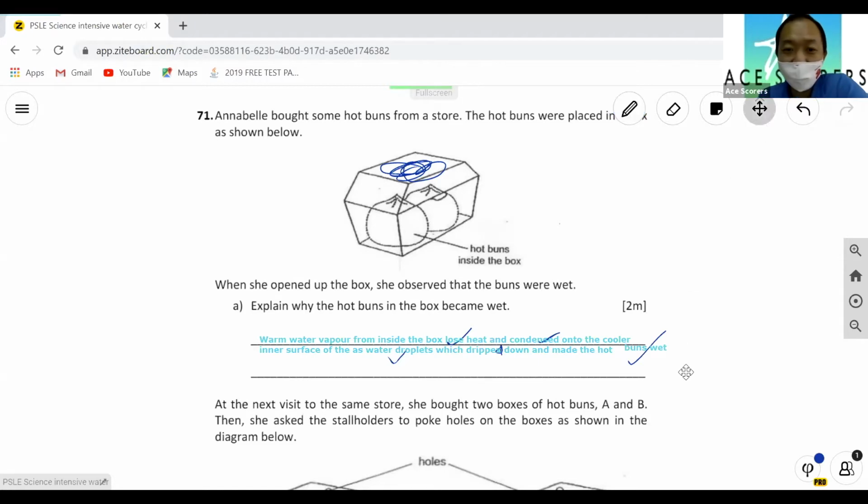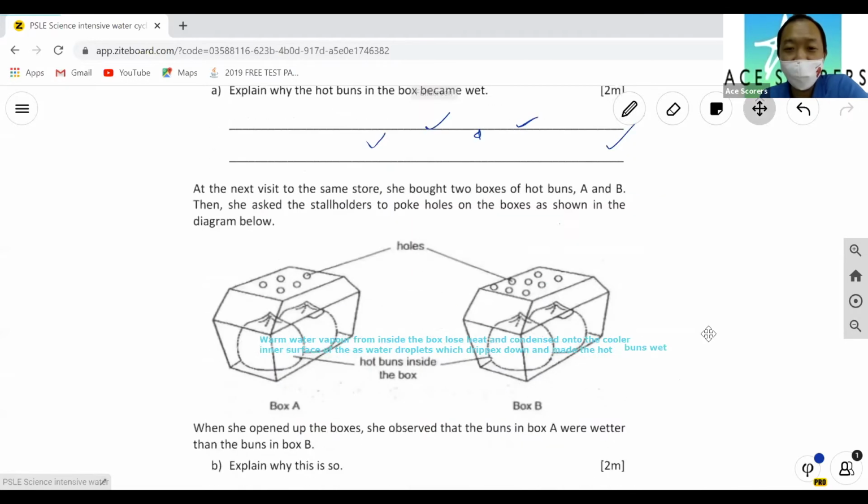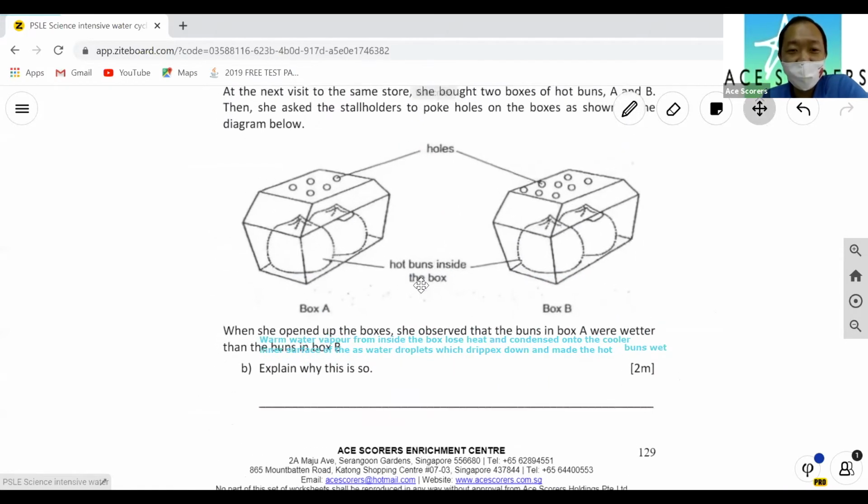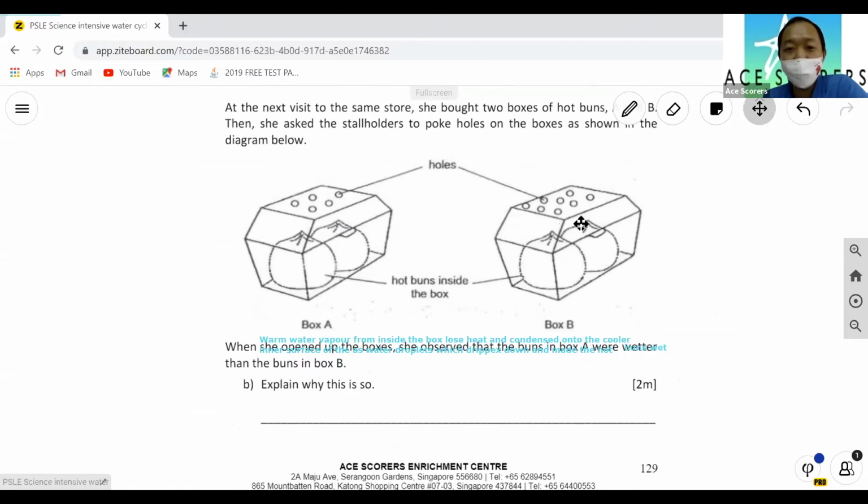And of course, the next mandatory question is the holes question. If in one you poke some holes and in the other you poke many holes, why is it that when you open the buns, the ones in box A were wetter than B? I'm not going to go through it. Basically here, the one in box B, what happened? Water vapor can escape, right? So here water vapor escapes. Here less water vapor escapes, so more of them condensed. Here more water vapor escapes, here less.